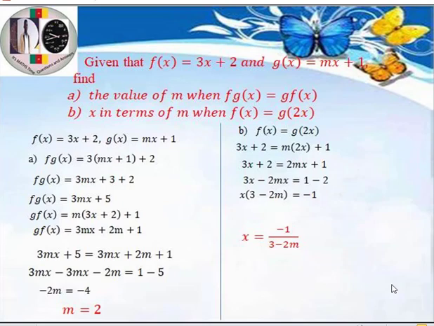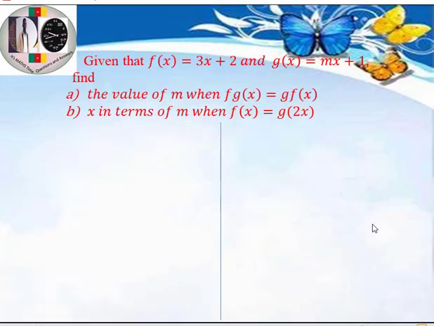The question today says that given that f of x equals 3x plus 2 and g of x equals mx plus 1. Find a, the value of m when f g of x equals g f of x. B, the x in terms of m when f of x is equal to g of 2x, sorry. So without much ado, let's see how to handle this question properly.